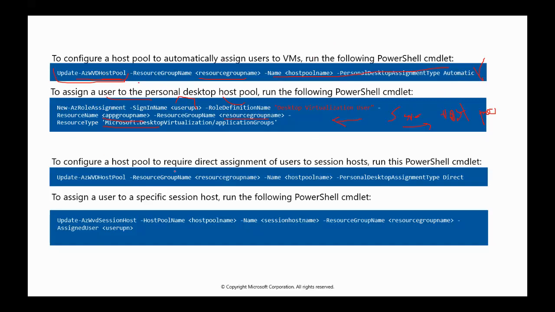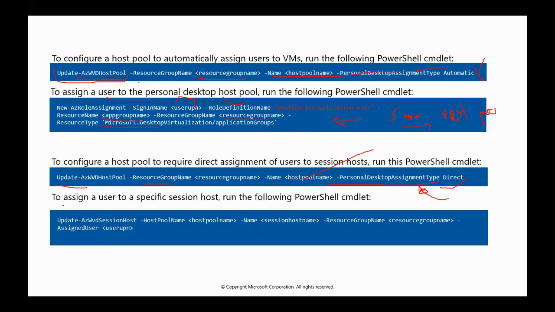Okay, to configure a host pool that requires direct assignment, I can also use the update command. This is the main command, update AZW host pool. So here I get the personal desktop assignment. This is the assignment area where I choose what I assign directly. This is the command for this user.